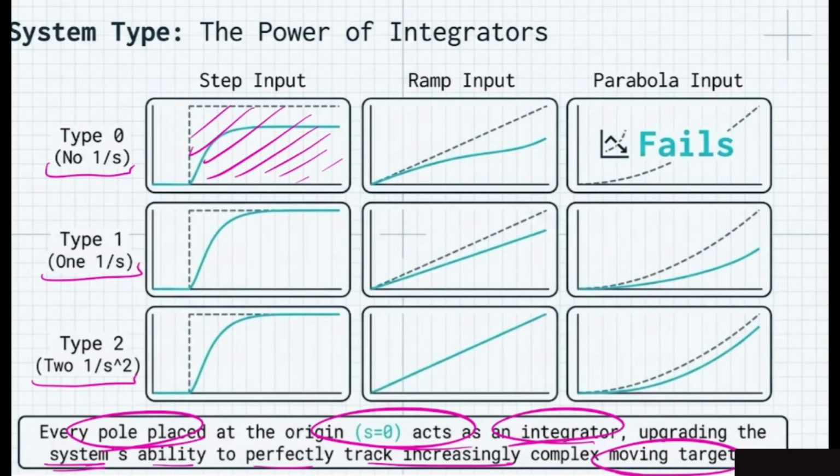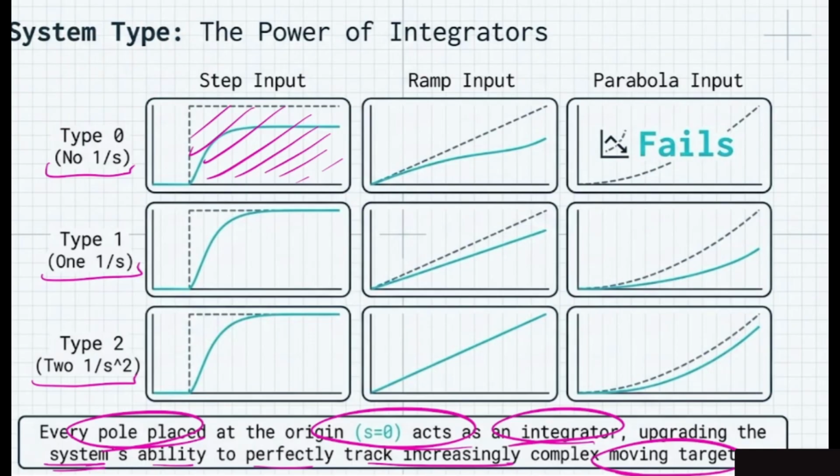So the system type is about the power of integrators. When we are talking about integrators, obviously we are talking about 1 over s, because if you remember, the integral of f(t) dt is going to be something around 1 over s, if you don't consider the initial condition.